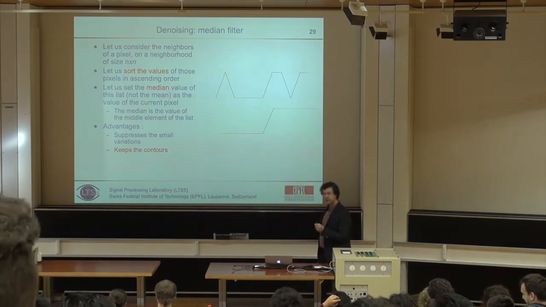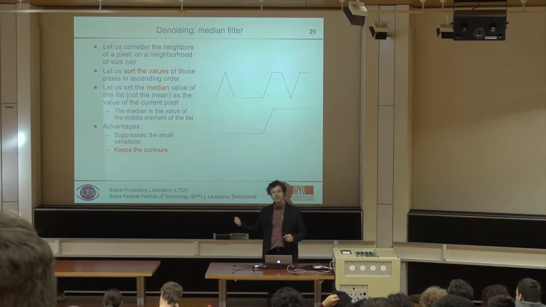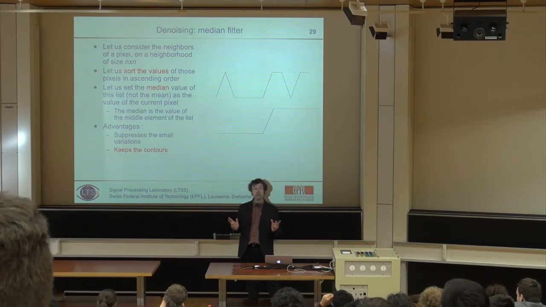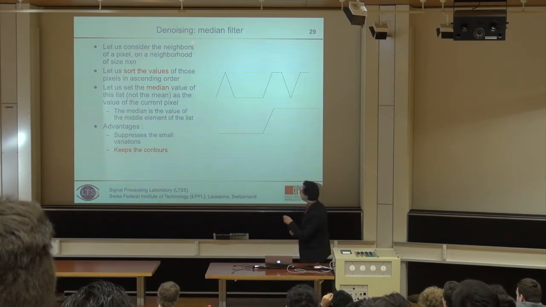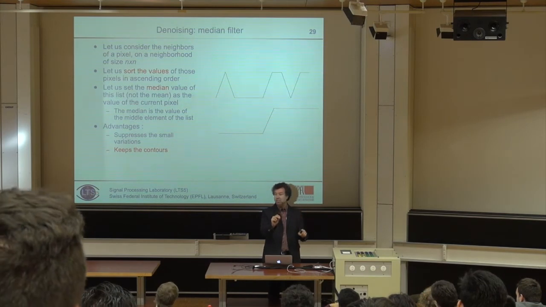The median filter is not a mean filter. A mean filter is the one that I have seen before. You replace a pixel by the mean of its neighbors. It's the simplest linear low-pass filter. A median filter is a filter where you replace the value of a pixel by the median of its neighbors.